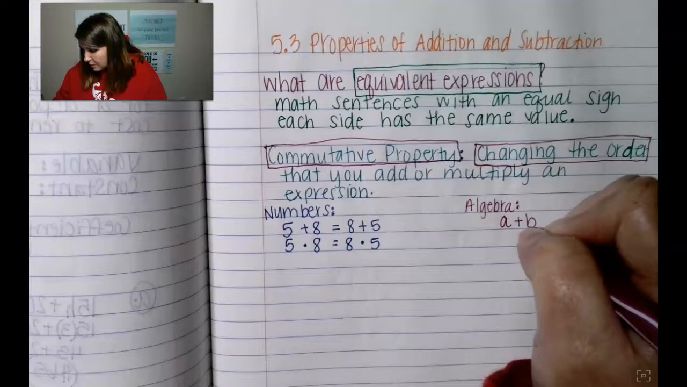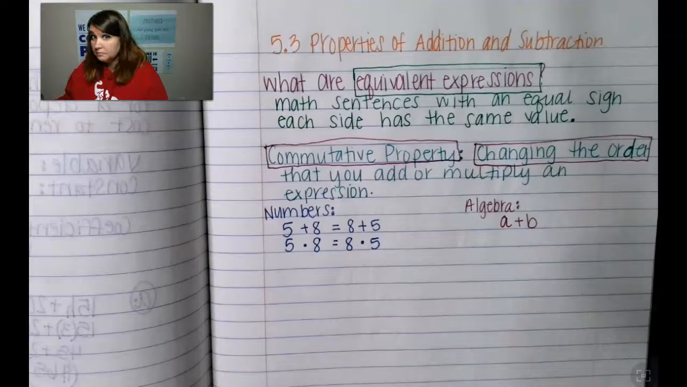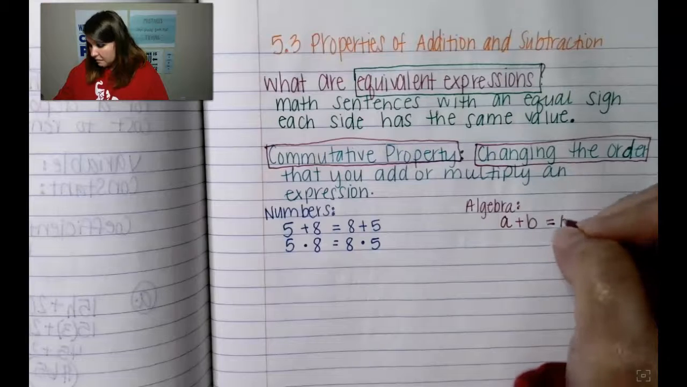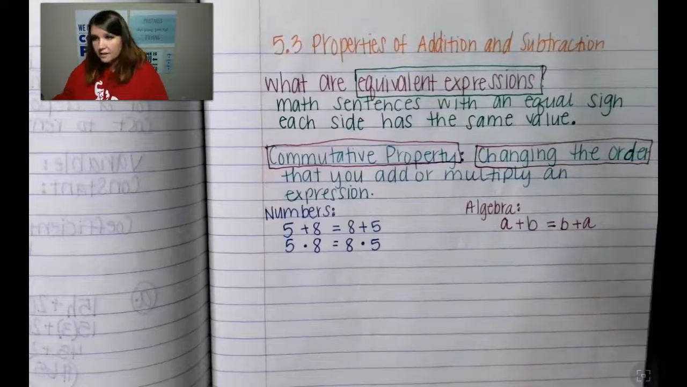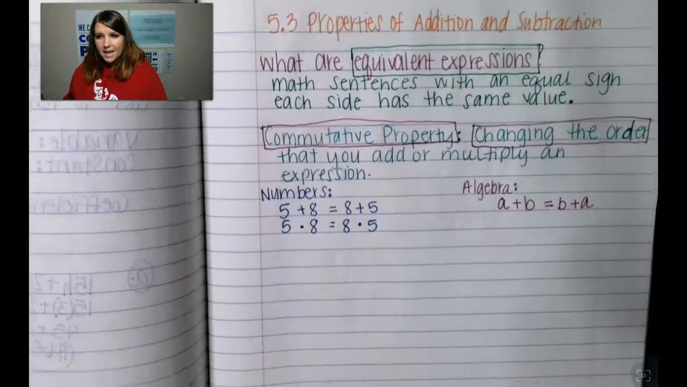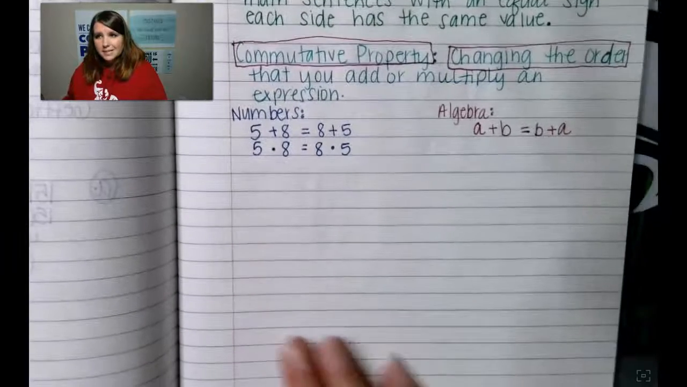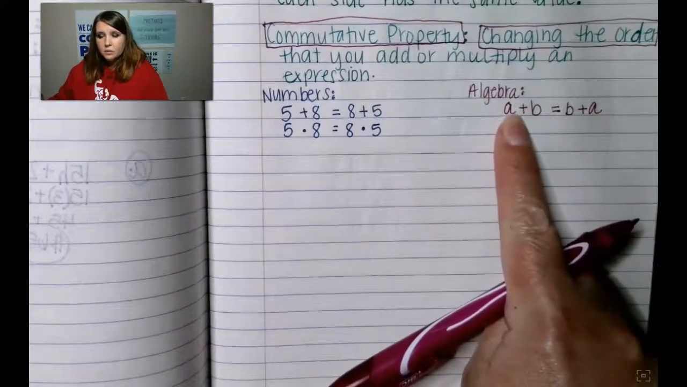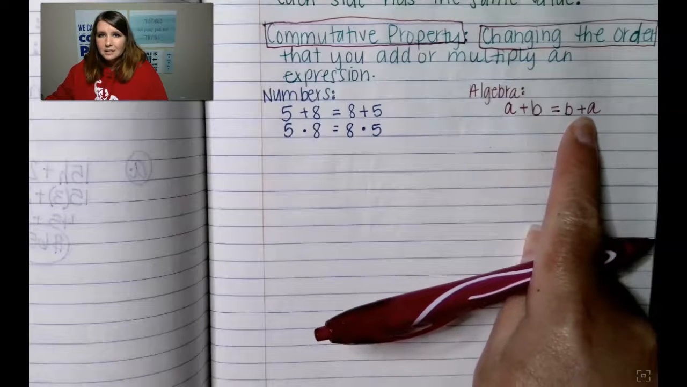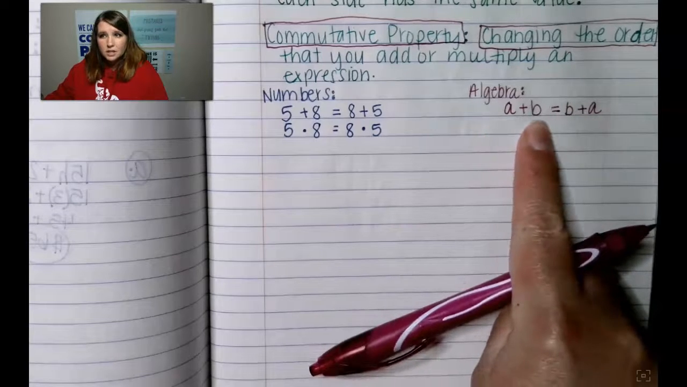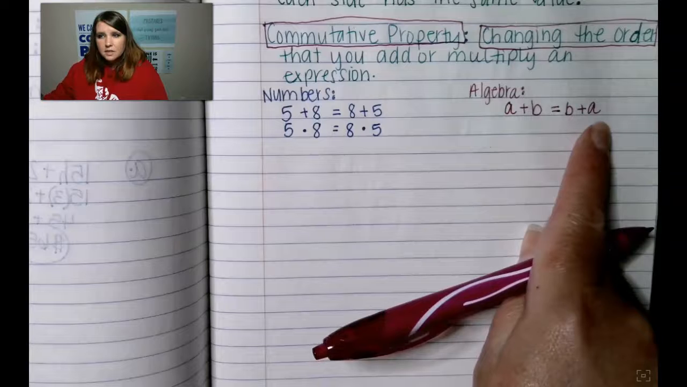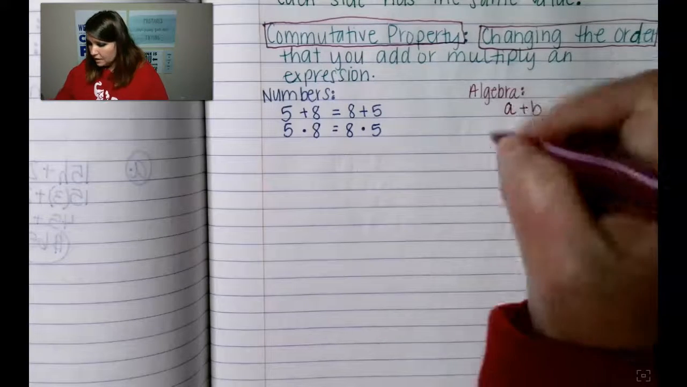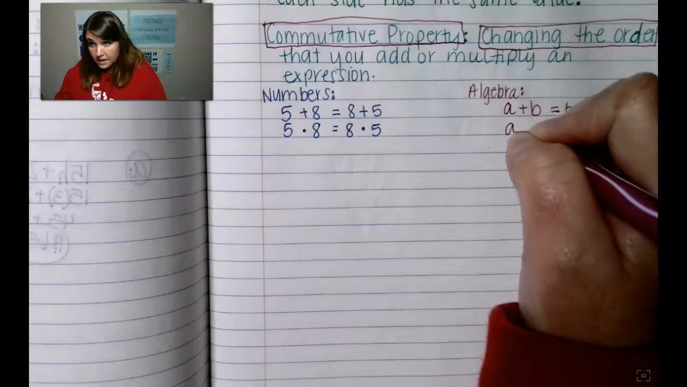A plus B, you ready? Is the same as B plus A. It doesn't matter what A is or what B is because it's the same on both sides. They're even. This side of the equation is the same as this side of the equation. This expression is the same as this expression. These are equivalent expressions.